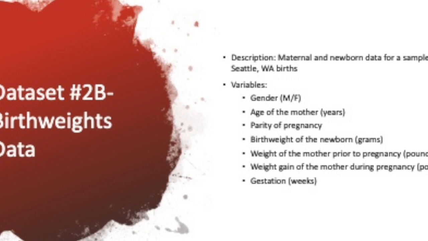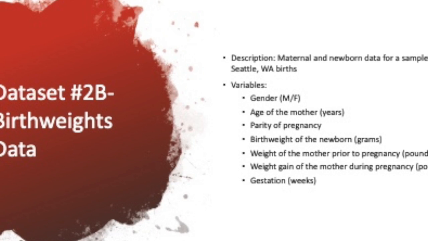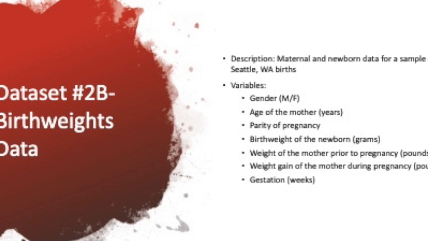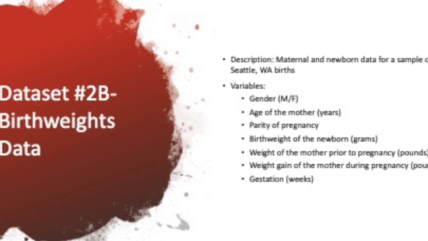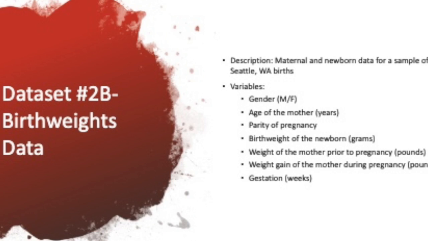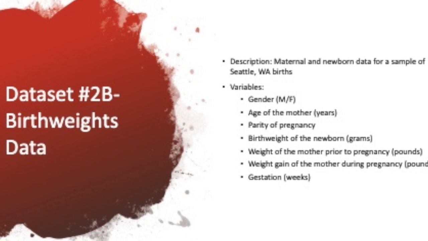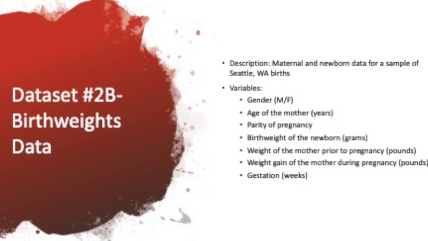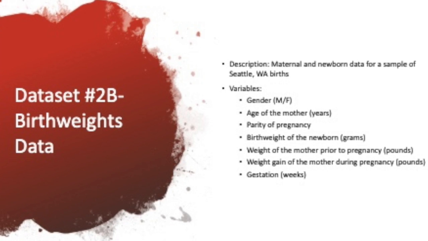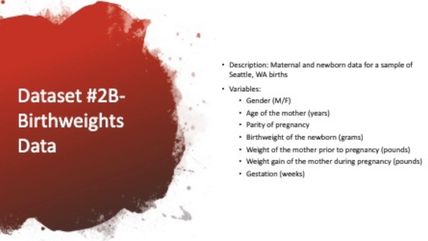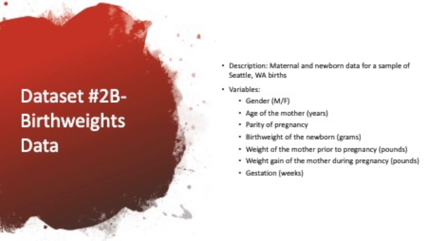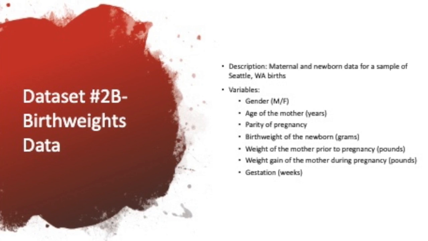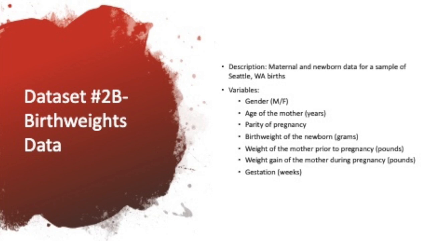For the second data set, we will be analyzing birth weights. We will be looking at the maternal and newborn data for a sample of Seattle, Washington birth weights. The variables presented to us were the gender of the newborn, age of the mother, number of viable pregnancies the mother has experienced, birth weight of the newborn, weight of the mother before pregnancy, weight gain of the mother during the pregnancy, and the length of the pregnancy.